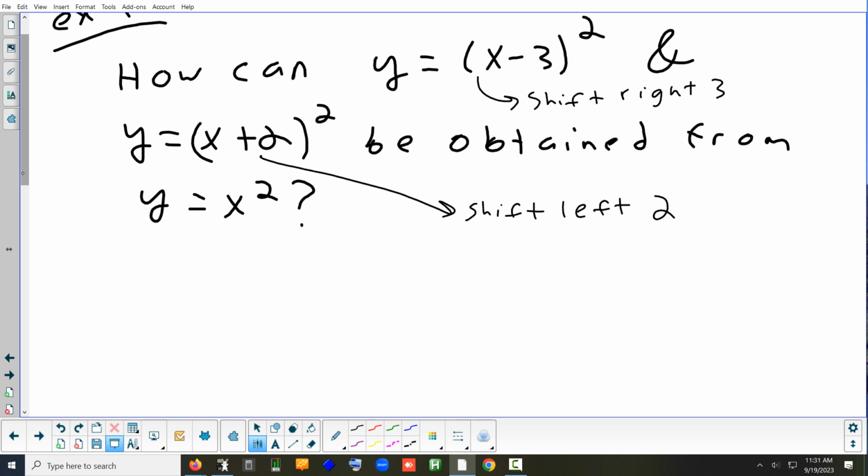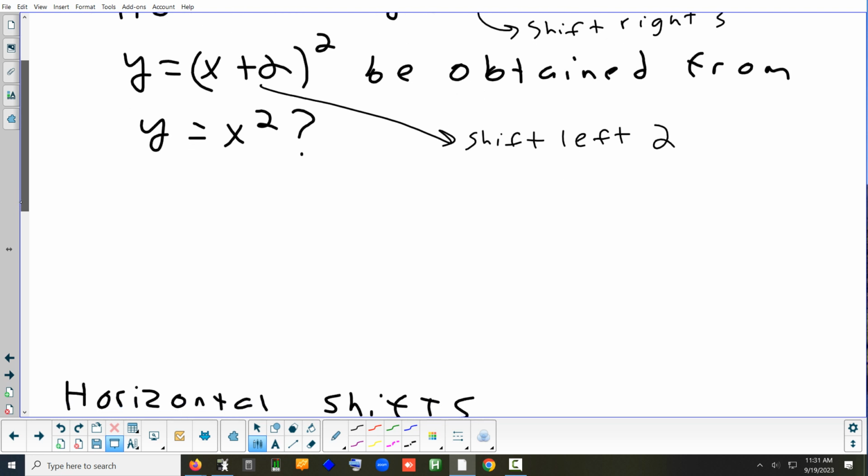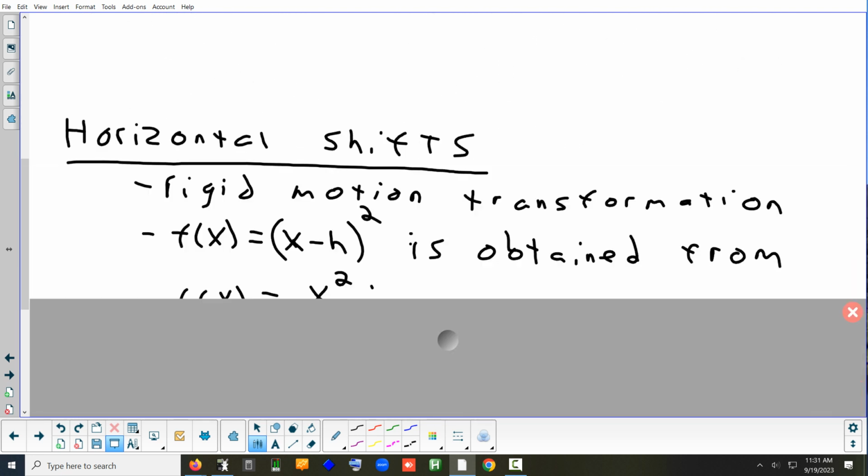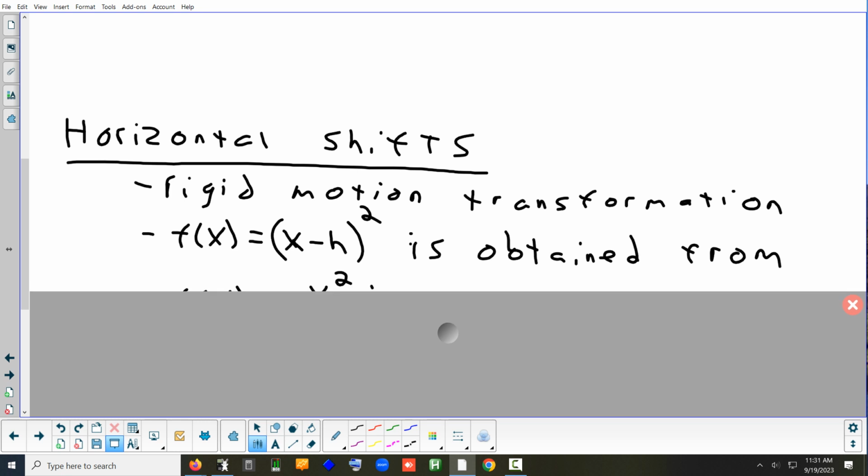If you want to write it formally, then you would say to get y equals x minus 3 squared from y equals x squared, shift right 3, like we did on the last page. We don't have to write it; I just wrote it a little shorter. Okay, so again, rigid motion transformation. The key with a horizontal shift is it's happening inside and it's adding. Inside is horizontal, adding is a shift.